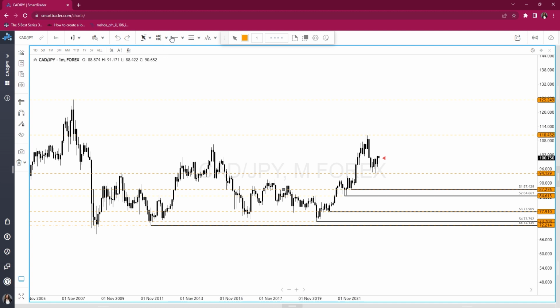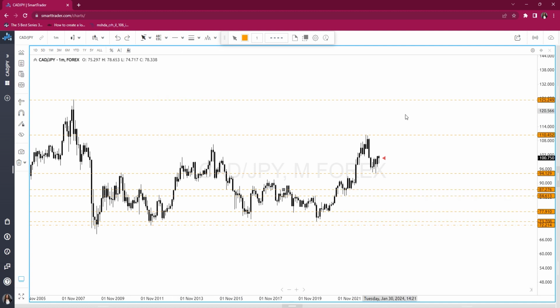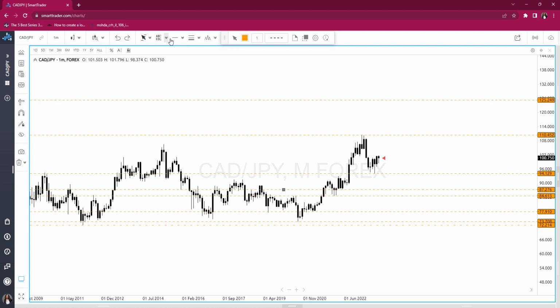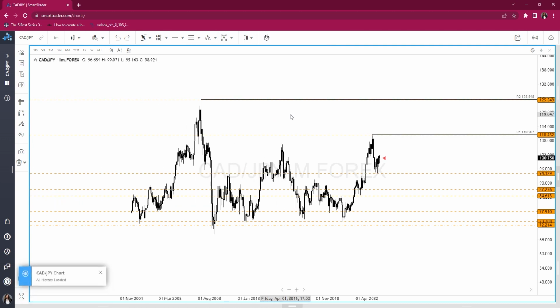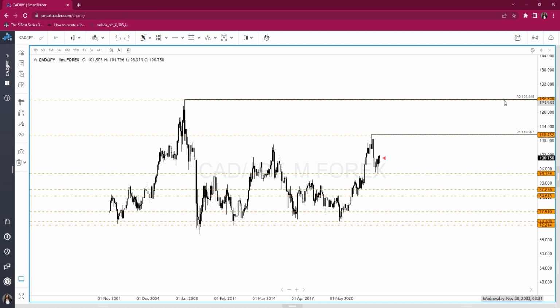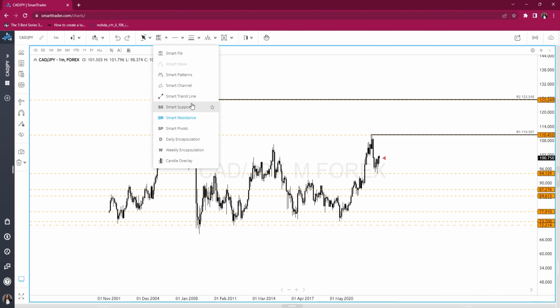my levels. So I've just used smart support to figure out if I hit every level, and I was light on it. And now I'm using smart resistance to make sure I've chosen my levels, and both levels have popped up at 110.5 and 125.54. So I'm going to turn this off.